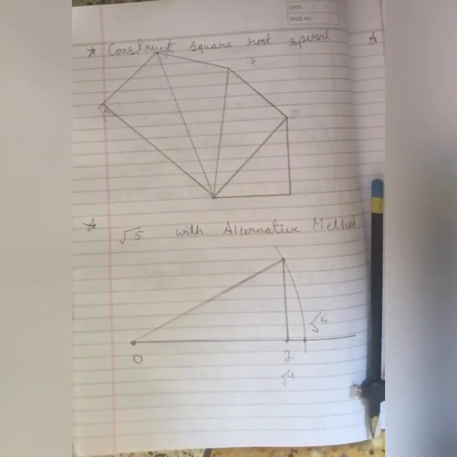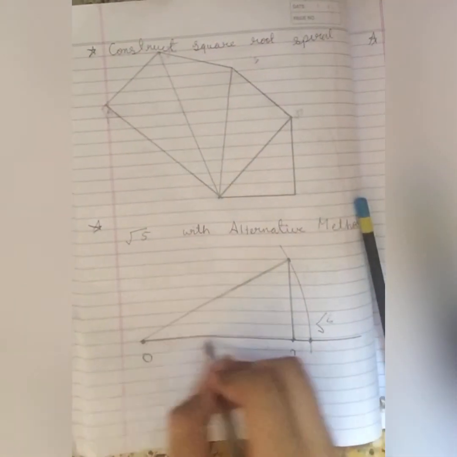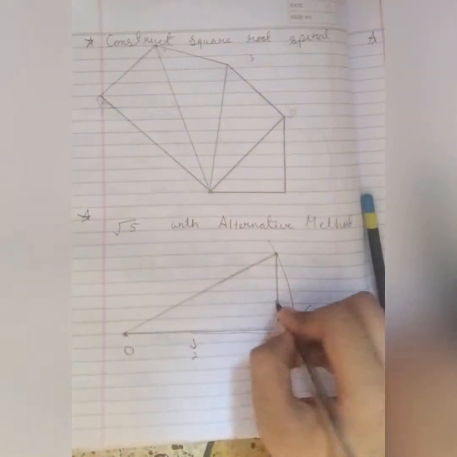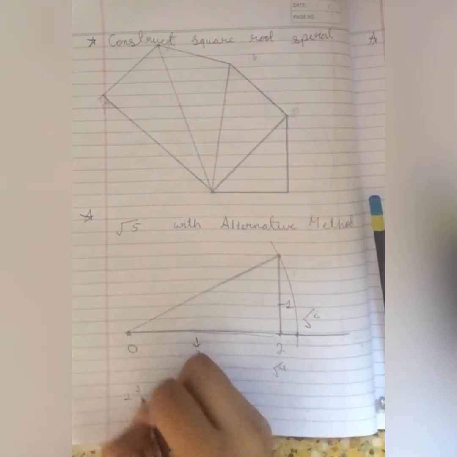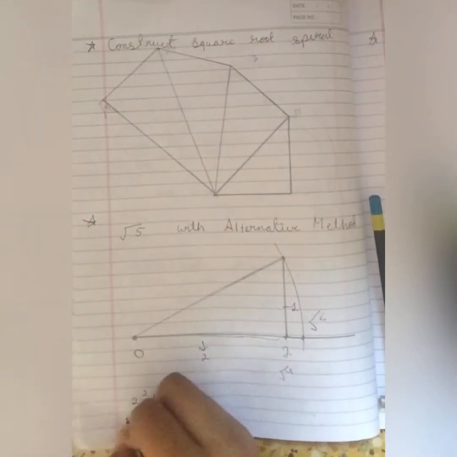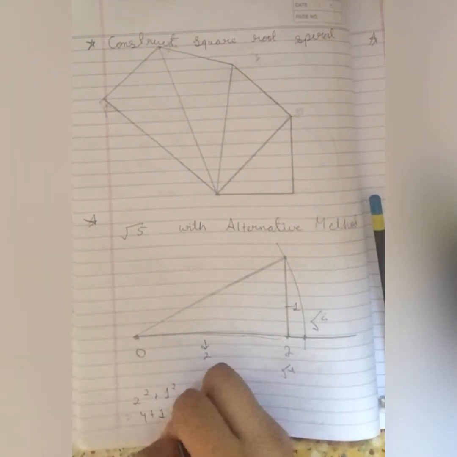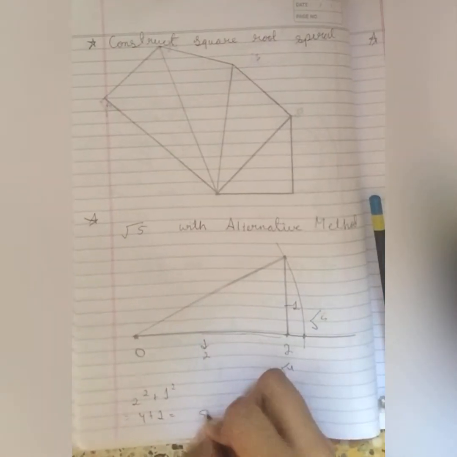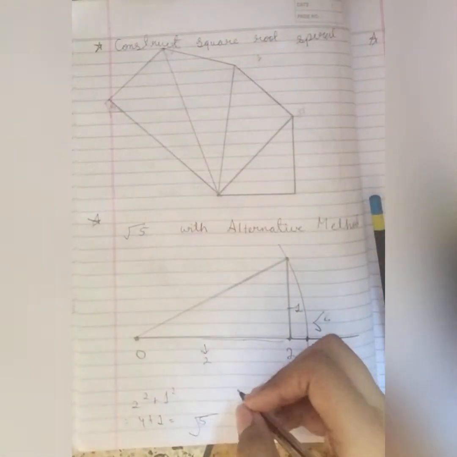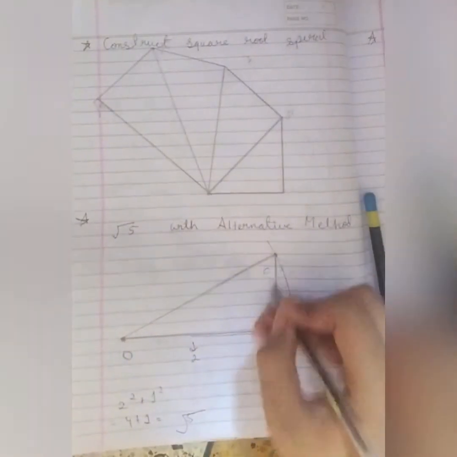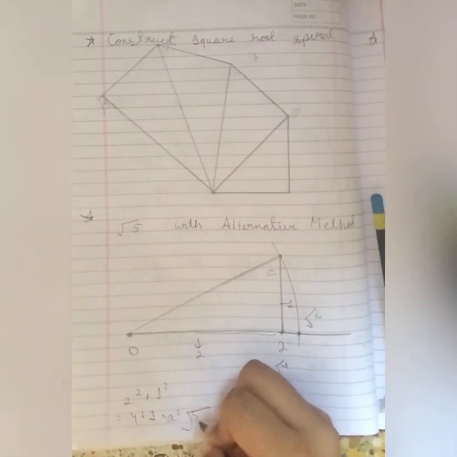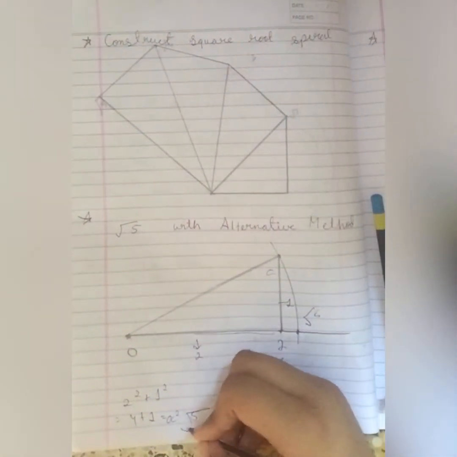The justification for this is this is 2 units, this is 1 unit, means 2 squared plus 1 squared is equal to 4 plus 1, which is equal to 5, because here it's OC squared. So OC is equal to square root 5.